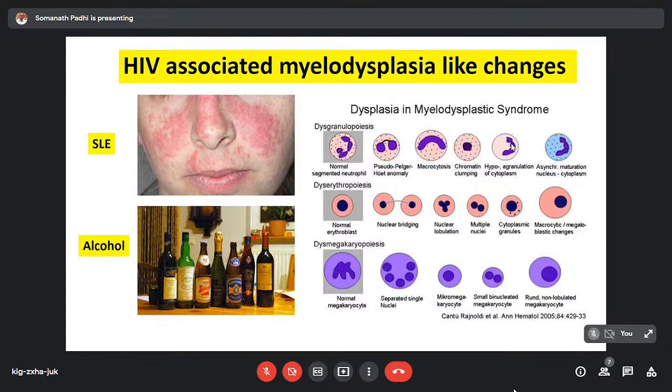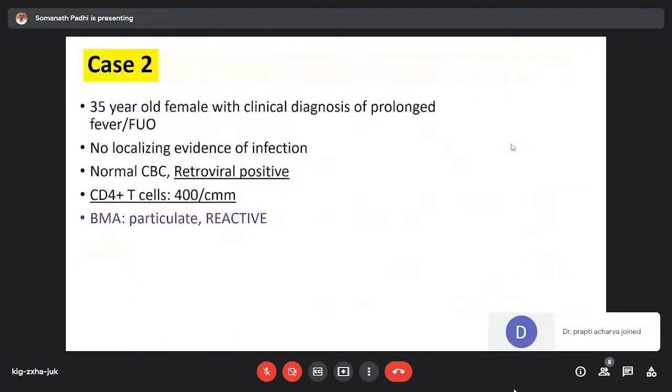All these features, in the presence of a cytogenetic abnormality, we call myelodysplastic syndrome. But anything can cause this type of change, and entities like HIV, SLE, and alcoholics can also frequently have such findings, which can create confusion and mimic myelodysplasia. So this is called myelodysplasia-like marrow changes in a patient associated with HIV.